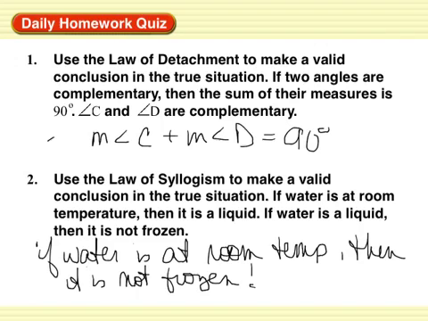Use the law of syllogism to make a valid conclusion in the true statement. If water is at room temperature, then it is a liquid. If water is a liquid, then it's not frozen. Therefore, if water is at room temperature, then it is not frozen.